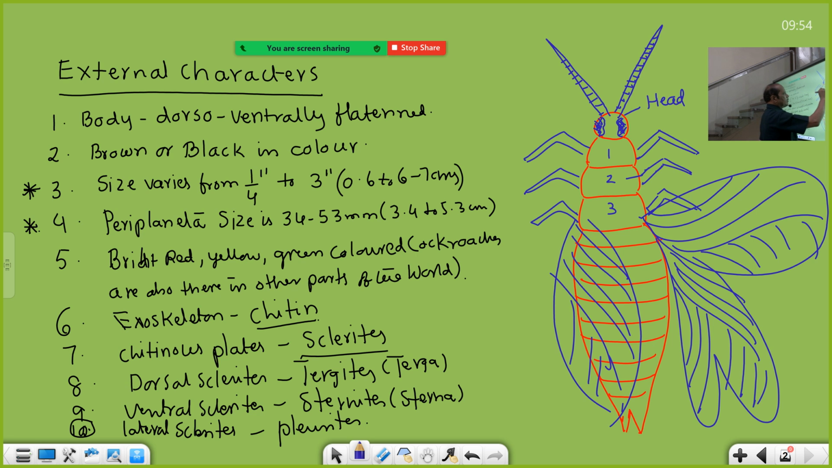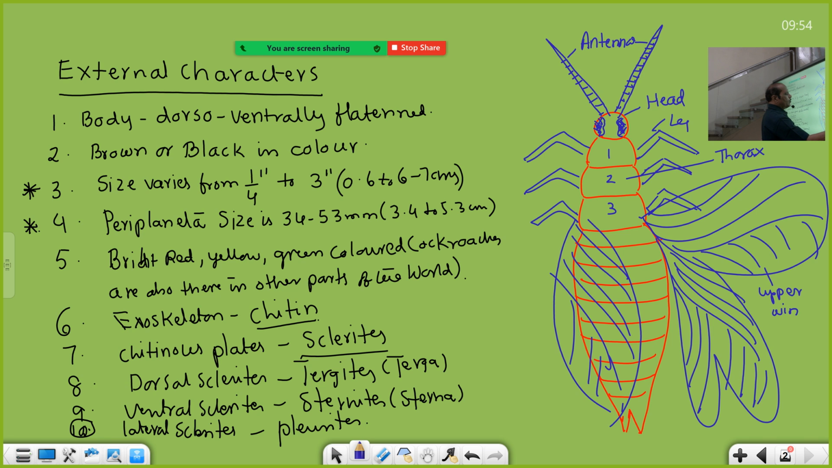And this region is the thoracic region, the thorax. These are legs. These are antennae. Both are antennae; they sense the environment. Antennae is plural. And upper wing, lower wing.